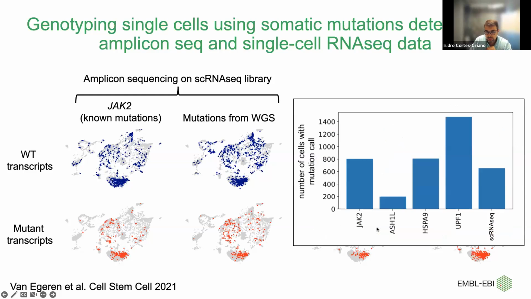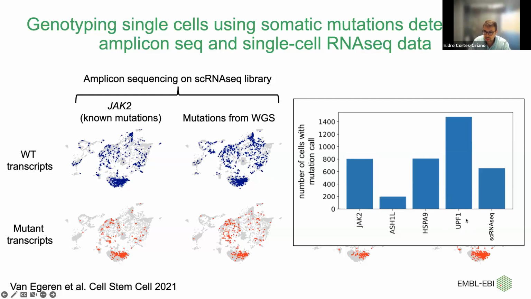But what is really important here, that I want to highlight because it will be relevant for the rest of the talk, is that those mutations detected directly in the single cell RNA sequencing data allowed us to genotype hundreds of cells. And some mutations, such as one that we found in the intron of UPF1, were very, very informative for identifying the cancer cells.